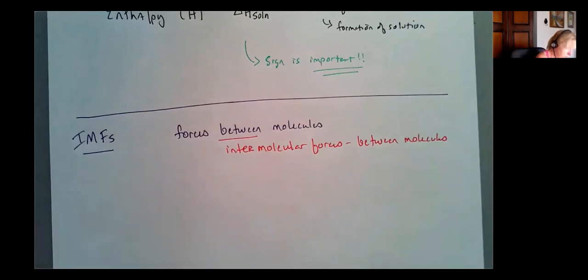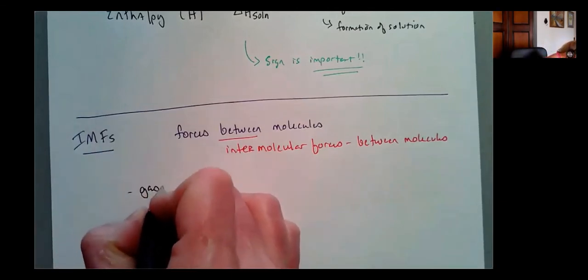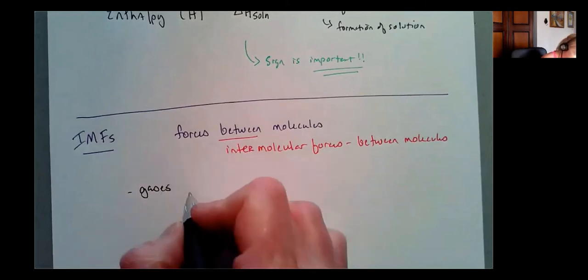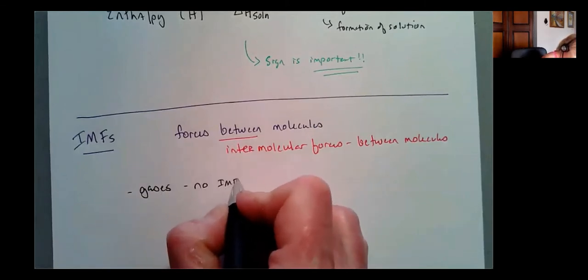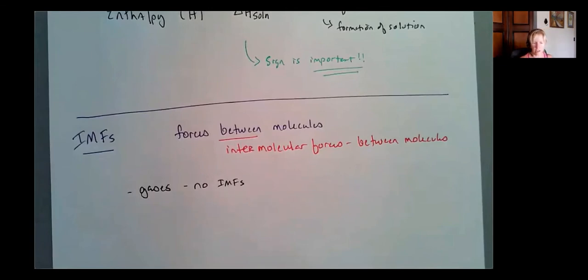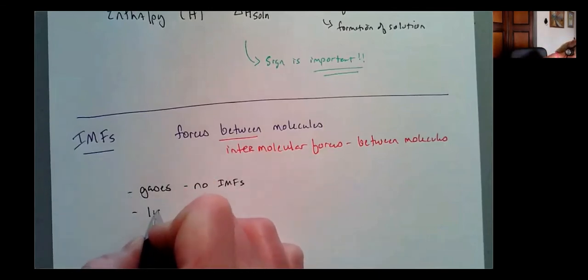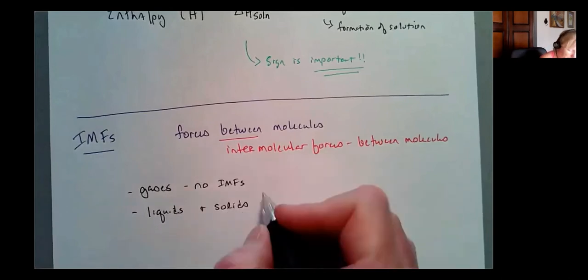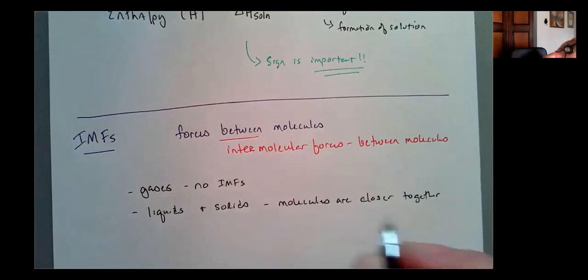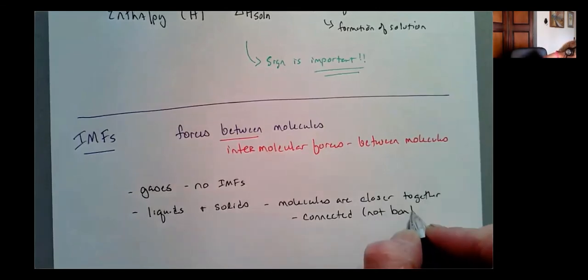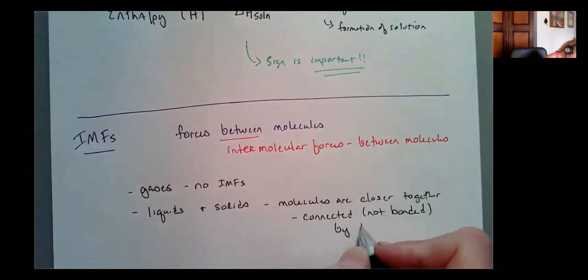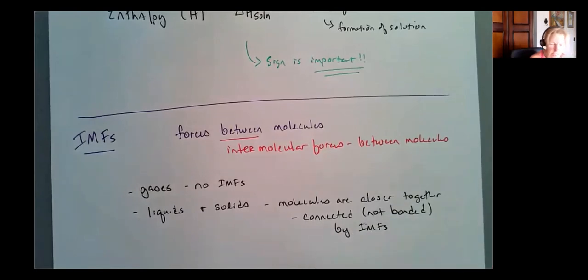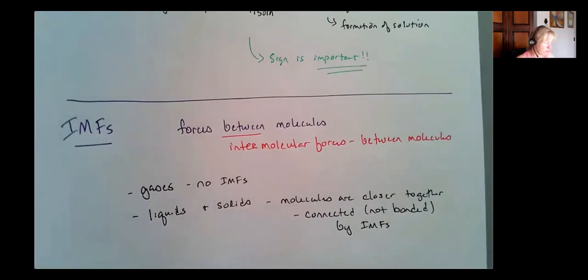Now remember from gases that the tenet that we can treat gases as ideal means gases have no intermolecular forces, because they have high kinetic energy, they're in constant movement, and so they really don't have any intermolecular forces between them. So when we think about intermolecular forces, we're thinking about liquids and solids, because in these cases the molecules are closer together and they're connected, not bonded, but connected by these intermolecular forces. They're holding them together. They're not bonding them together, but they're holding them together.